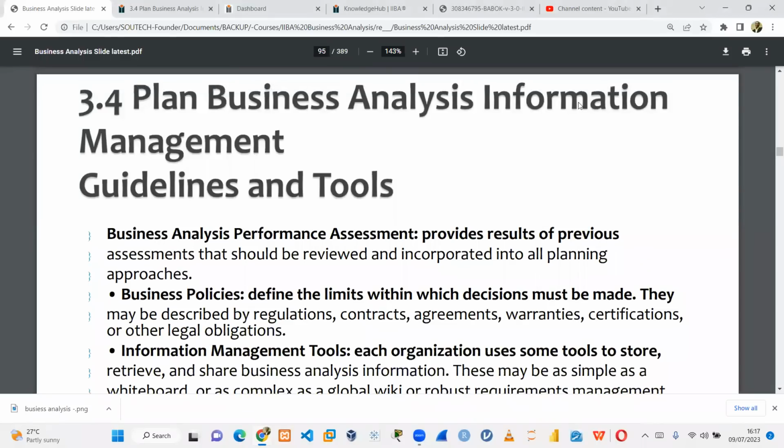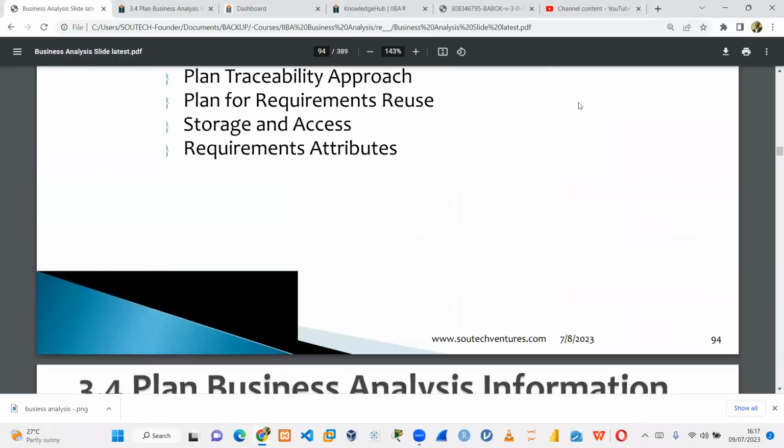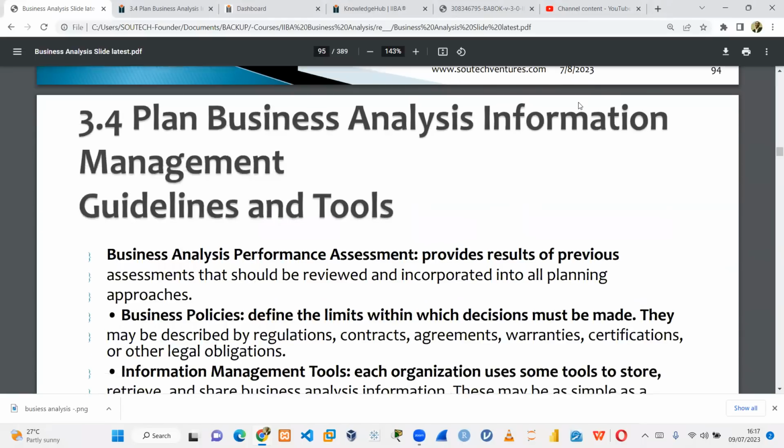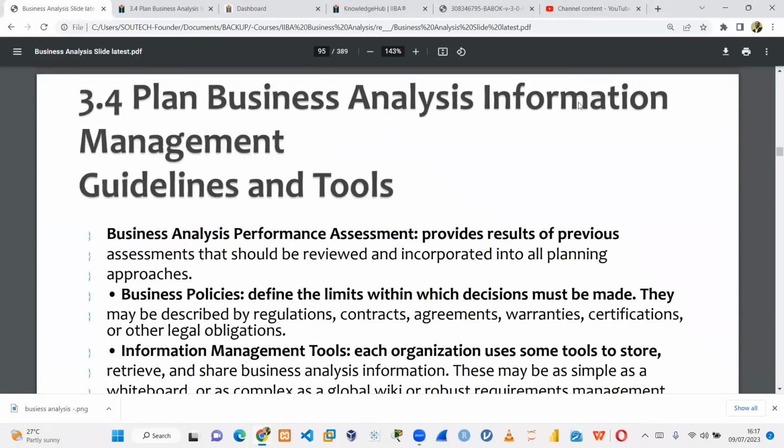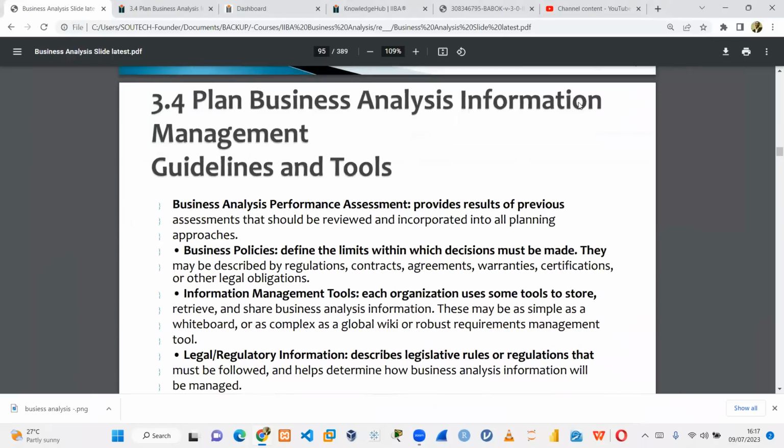Okay, let's continue. We previously looked at storage and access, then requirements attributes, because each requirement is going to have some attribute, some kind of characteristics. We're going to look at this requirement a lot when we get to elicitation. So let's proceed by looking at planning business analysis information management, some of the guidelines and tools.